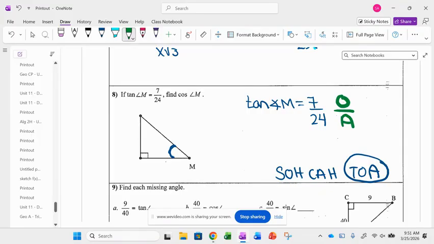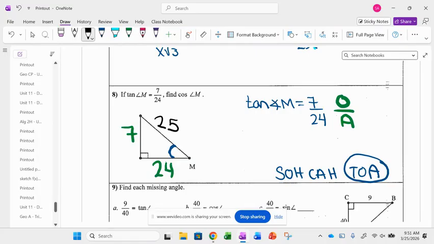So now we can go and label our triangle. So everything's based on angle M. The side opposite angle M we should label as 7. And the side adjacent to angle M should be labeled with 24. So this actually ends up being a triple. What's the triple? 7, 24, 25.